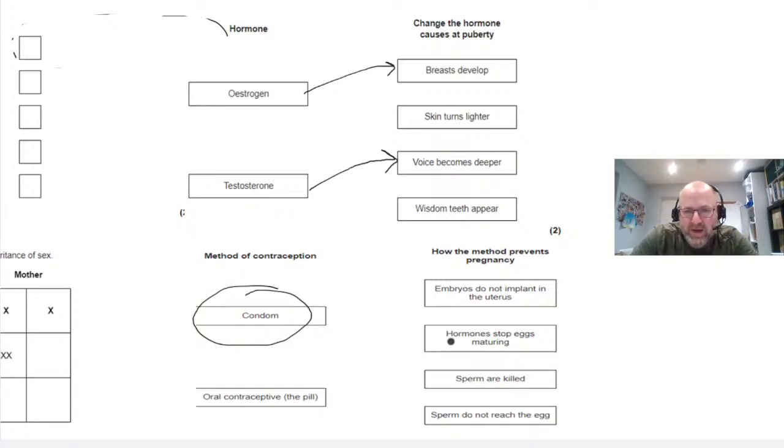Yeah, they make a barrier, so they prevent sperm reaching the egg. And the oral contraceptive pill stops the eggs maturing.